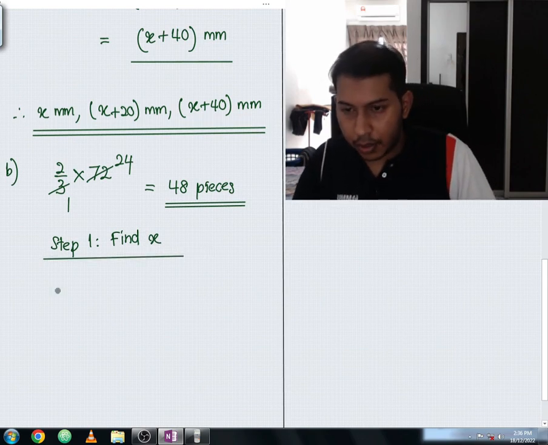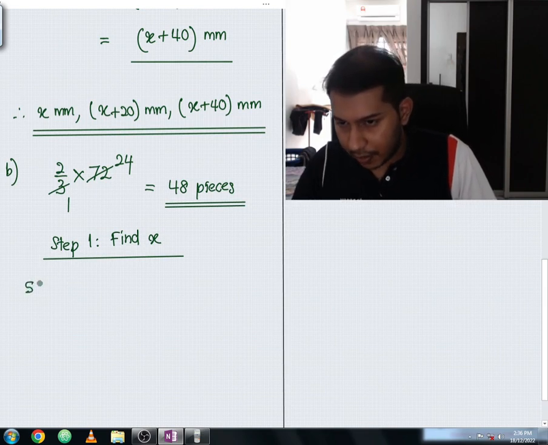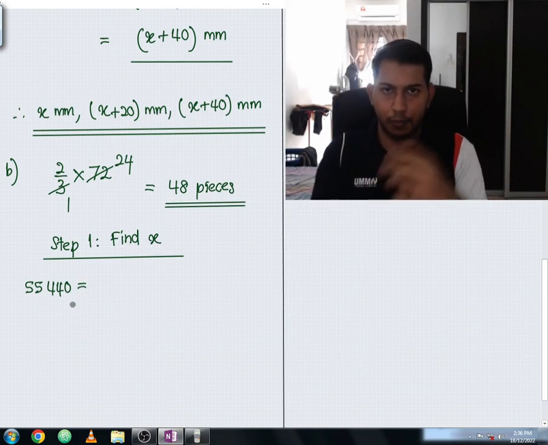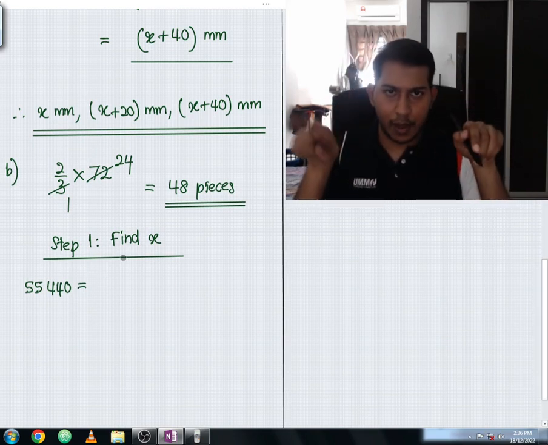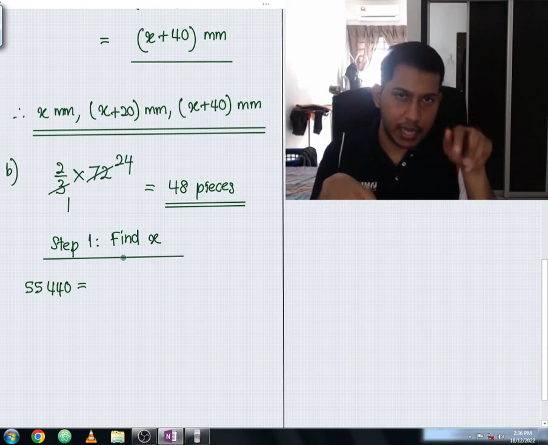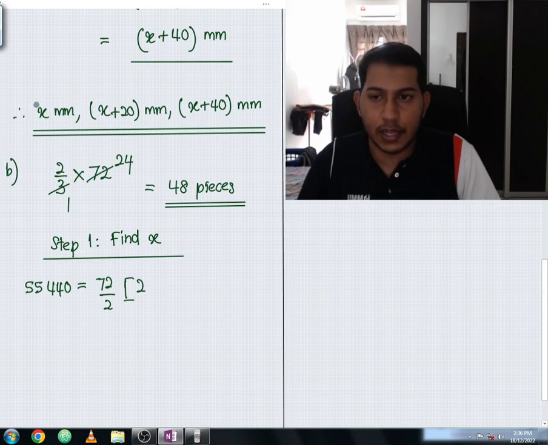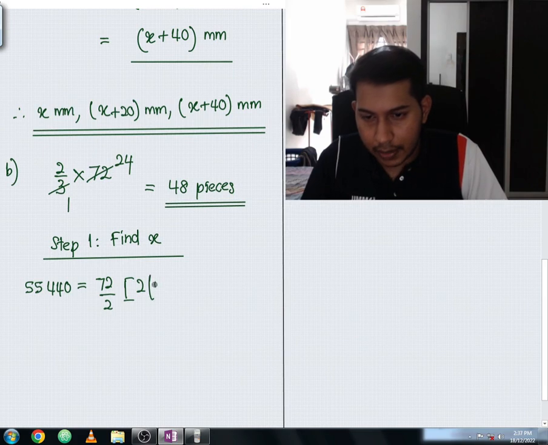Okay, so from here, the sum of the 72 terms, which I've already given in the question, is 55,440. We're going to apply the sum of n terms formula of the arithmetic progression, which is n over 2 square bracket 2a plus n minus 1 d close bracket. So n over 2 in this case is 72 over 2, times 2a. We don't know the first term, so we just write x.